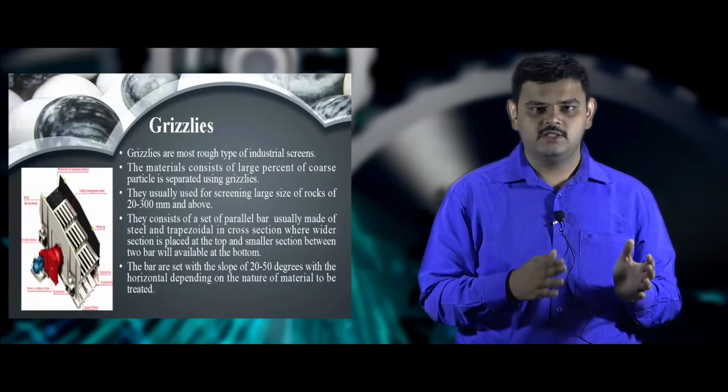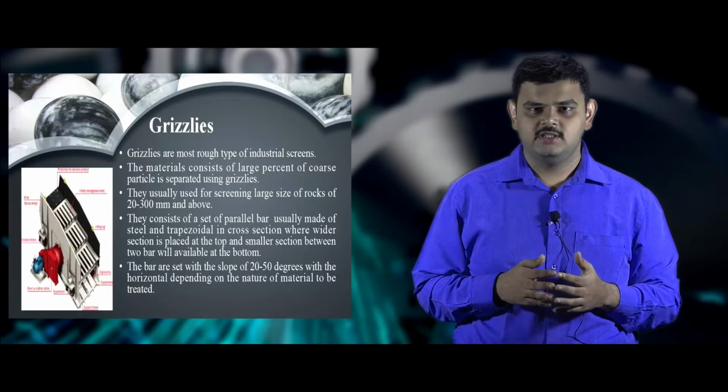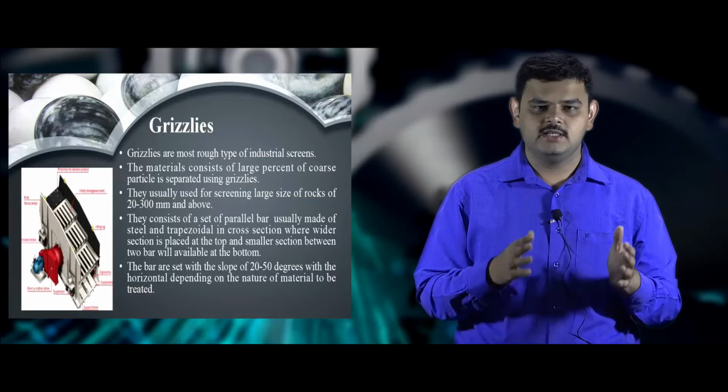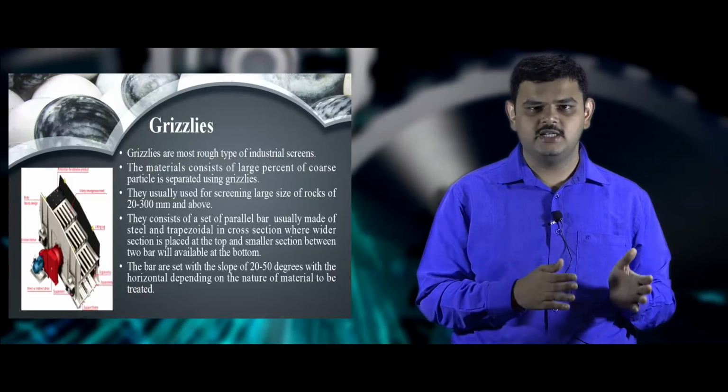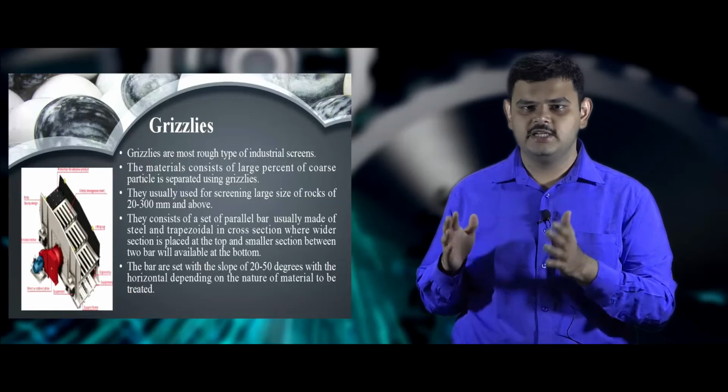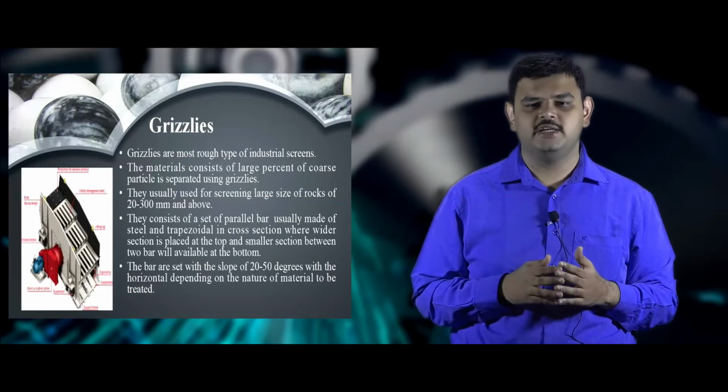Now we move on to the first industrial screening equipment. The first one is grizzlies. Grizzlies are the roughest industrial screening equipment. The grizzlies are mostly useful for screening the rocks and coarse particles.